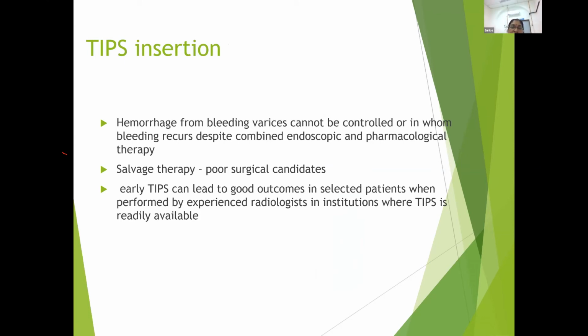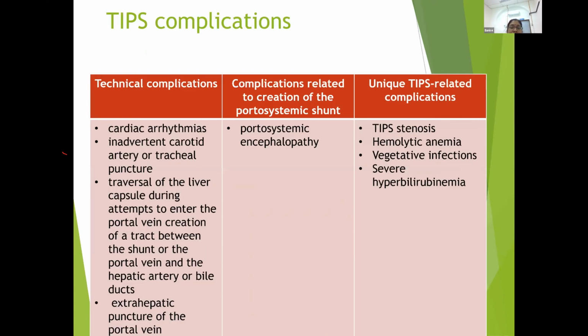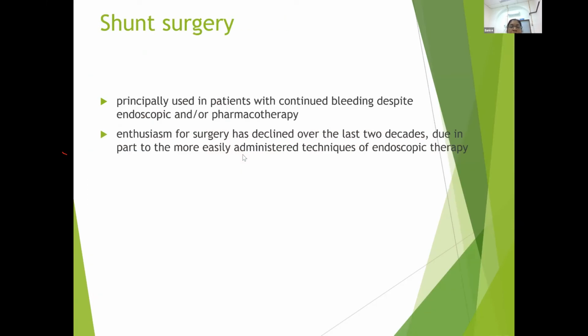TIPS insertion is indicated if the hemorrhage from the bleeding varices cannot be controlled, or in whom bleeding recurs despite the combined endoscopic and pharmacological therapy. It's a salvage therapy, and for poor surgical candidates. Early TIPS can lead to good outcomes in selected patients when performed by experienced radiologists in institutions where TIPS is available in the center. Okay, these are the complications of TIPS. And another option is shunt surgery.